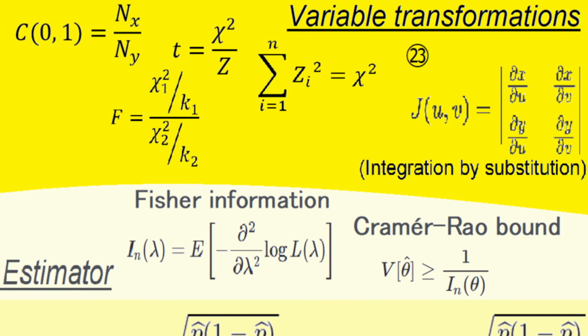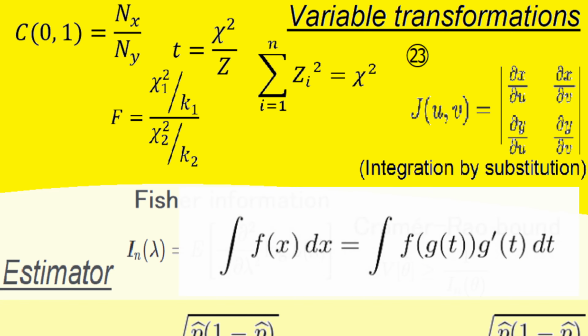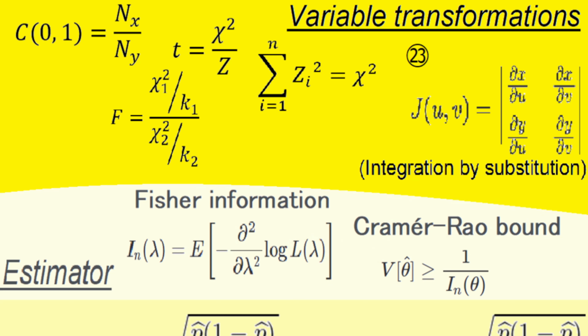Variable transformations are frequently employed to derive probability distributions. To integrate a function that involves these transformations, the substitution integral technique is often employed. This technique can be extended using the Jacobian determinant. As the Jacobian is a matrix, it is essential to be familiar with matrix calculation methods.